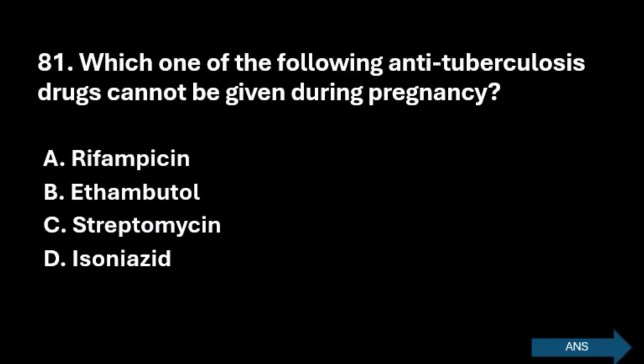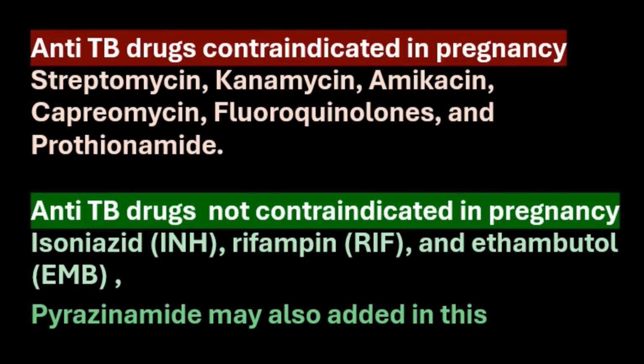Next question. Which one of the following anti-tuberculosis drugs cannot be given during pregnancy? This is also again a negative word, cannot. So one cannot be given and all other three can be given. The right answer here is option C, streptomycin cannot be given during pregnancy.